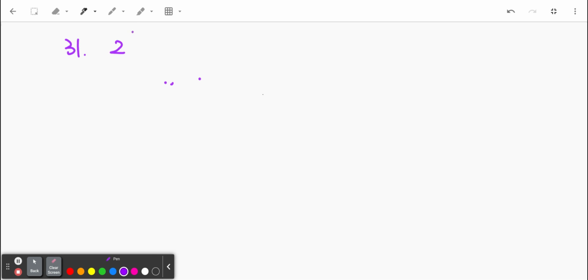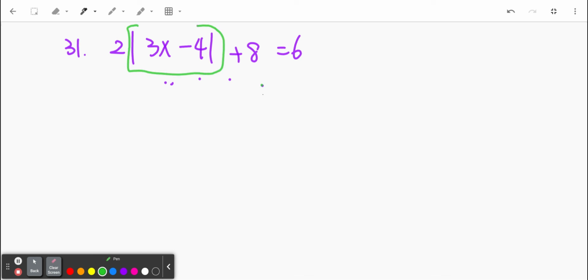2 times the absolute value of 3x minus 4, plus 8, equals 6. What's our first step, y'all? Get the absolute sign by itself. You can box it. What number do we have to get rid of first, the 2 or the 8? The 8. Very good. Subtract 8 on both sides.